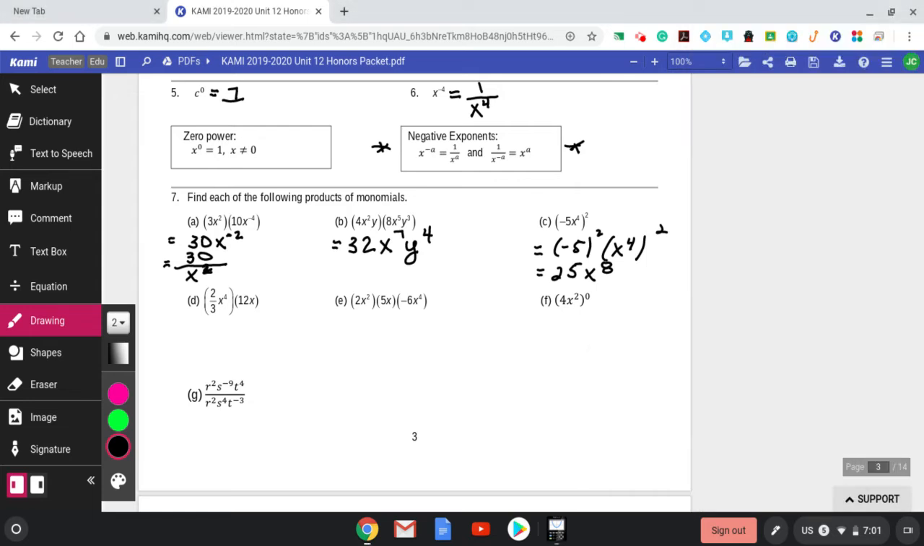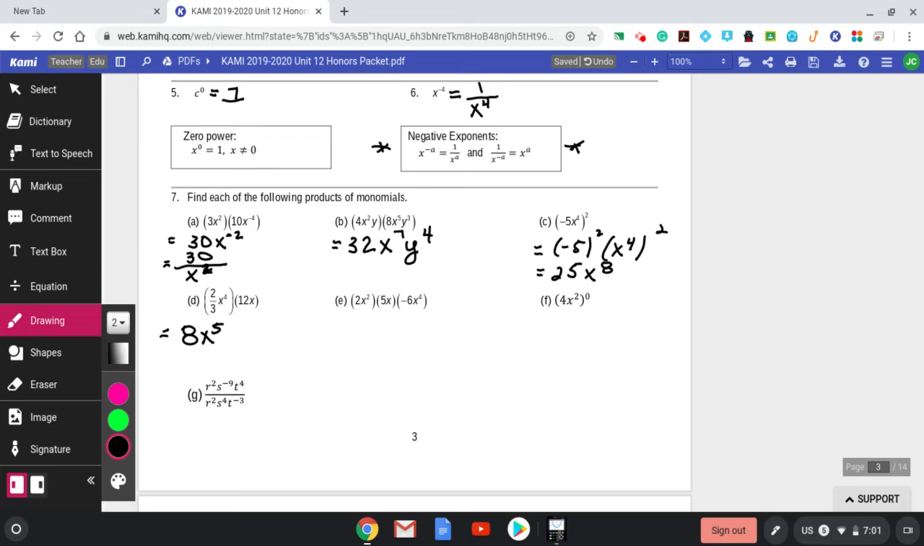Okay, here we go with part D. Same thing, straight multiplication. I'm going to do 2/3 times 12, which is 8. X to the 4th times x. I'm going to add the exponents, so it's x to the 5th. No issues there.